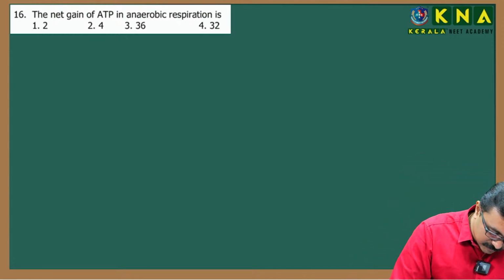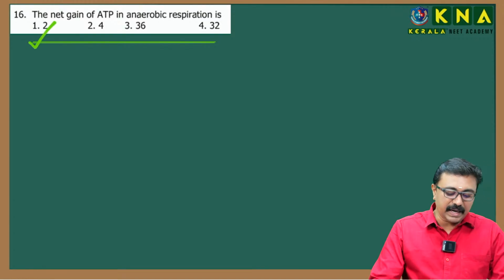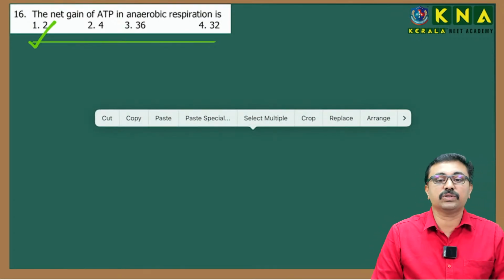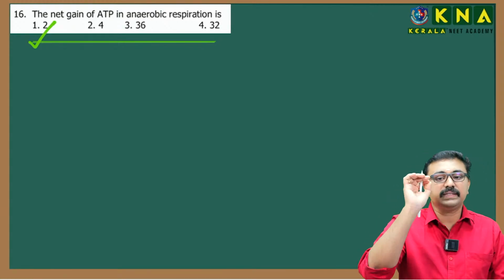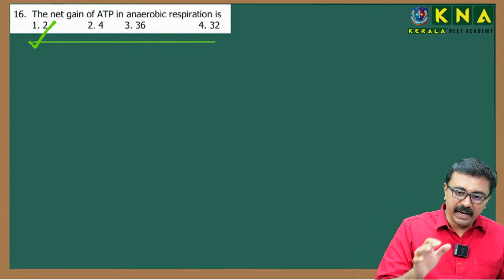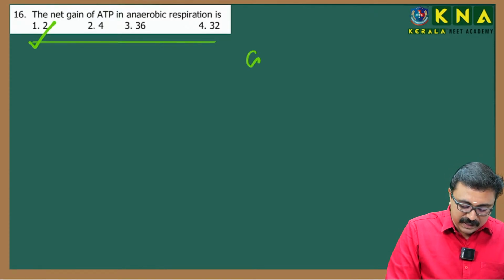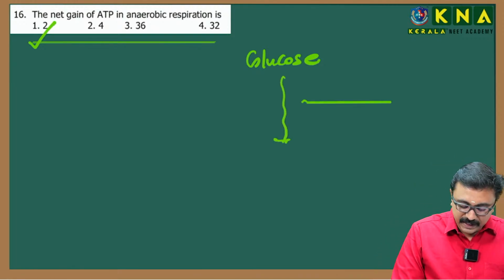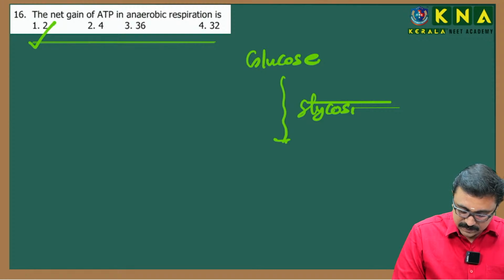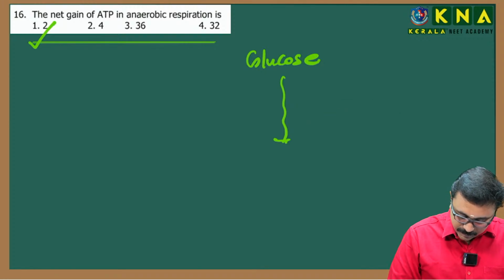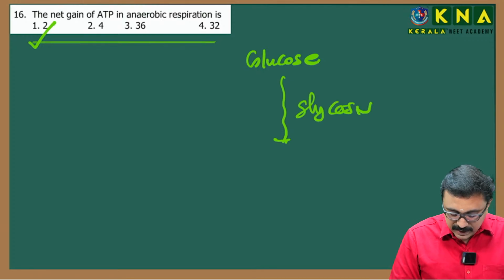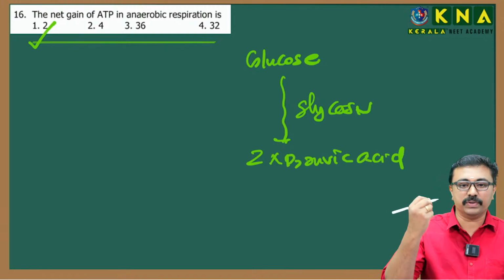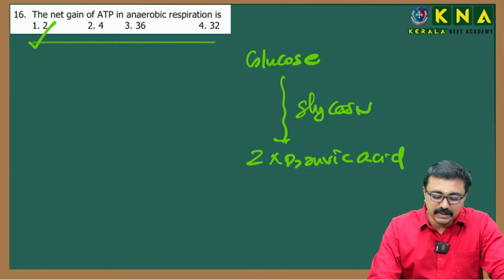Right answer, very good, is option 1. The net gain of ATP during anaerobic respiration is 2. We all know that when glucose is respired, it undergoes a process called glycolysis. As a result of this, 2 molecules of pyruvic acid are produced.